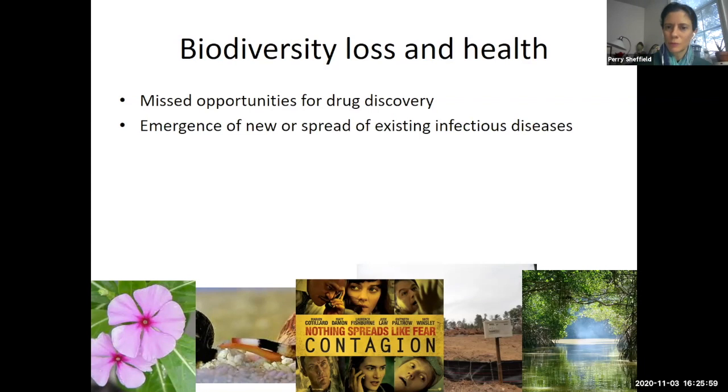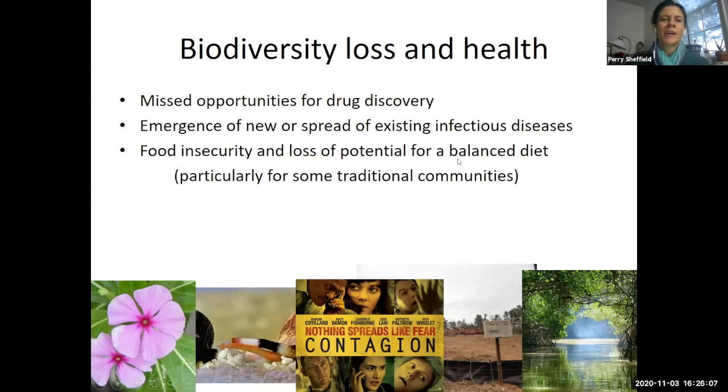The emergence of new or spread of existing infectious diseases. Somebody liked the movie Contagion. Could be a good one to watch in this time period if you're not terrified enough. Food insecurity and loss of potential for a balanced diet, particularly in traditional communities where there is a primary staple and there's a lot less variety in diet.